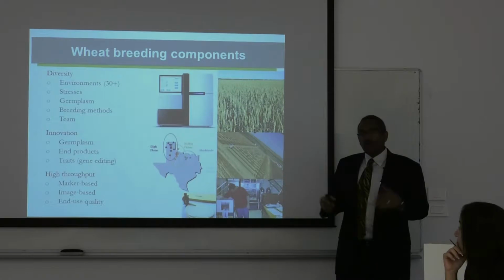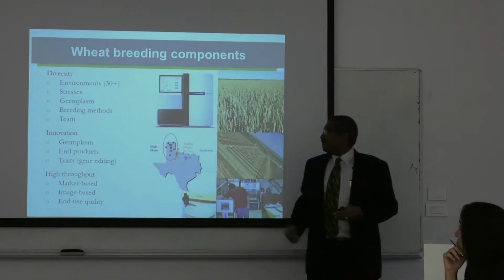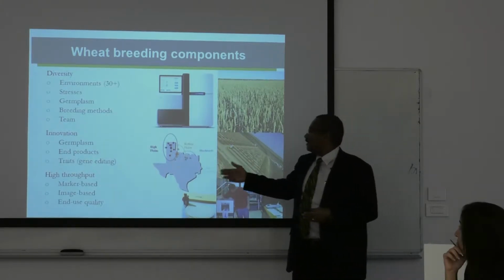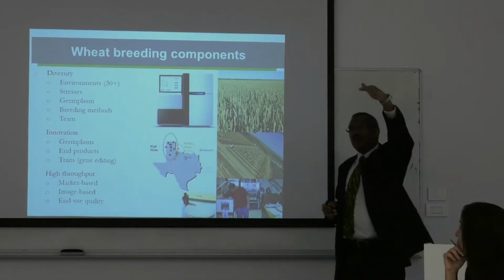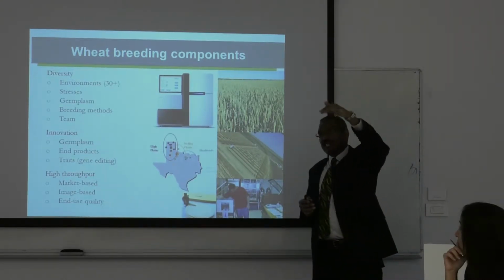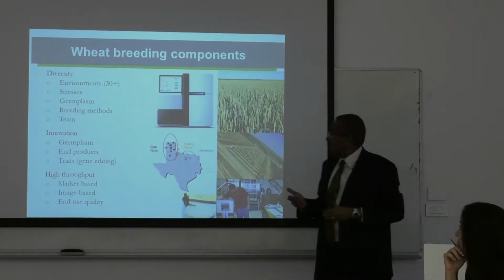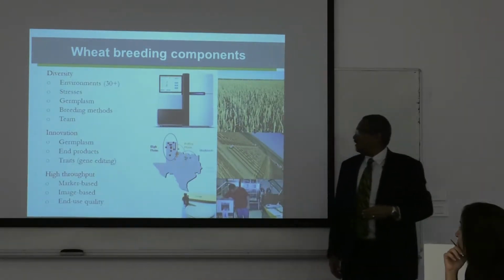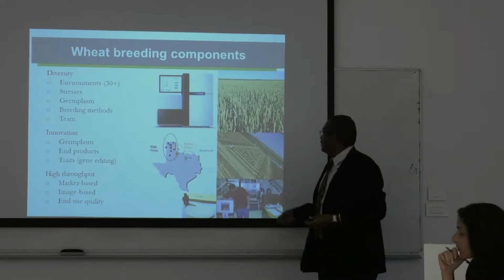And then, if you want to be successful at breeding, you need to have high throughput. And so we have high throughput in terms of using markers, in terms of using image-based selection, because we fly drones, and that facilitates the production of images that we can use in selection. And then, we are also utilizing high throughput quality testing in the program, as you can see here.